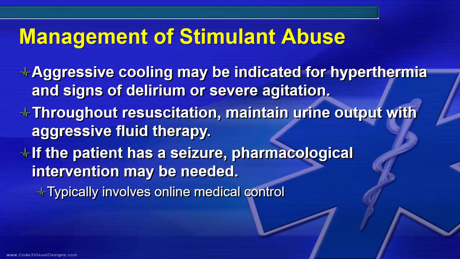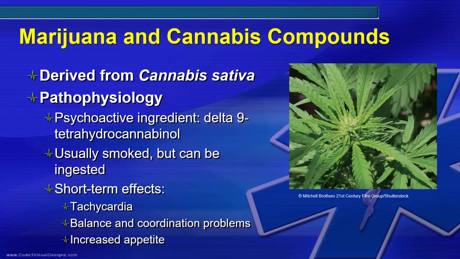Now, slowing down just a little bit, marijuana and cannabis compounds. Marijuana and cannabis compounds are derived from the harvested and dried Cannabis sativa plant. Marijuana is also known as weed, pot, dope, smoke. The resin from the flower tops can be used to produce hashish, also known as hash. There's a lot of controversy over whether the clinical use of marijuana should be legal. There have been a lot of studies that have shown that marijuana actually does have some positive clinical effects.